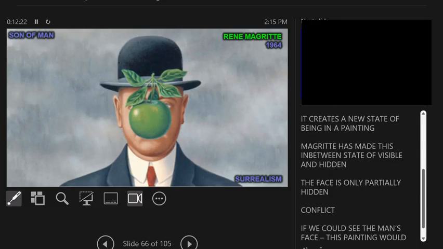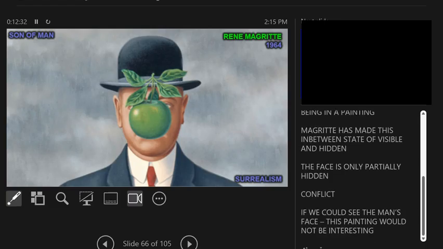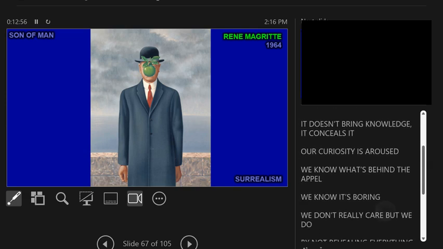It creates a new state of being in a painting. And Magritte has made this in-between state of visible and hidden. So the face is only partially hidden as well. So there's a conflict. So it creates an imbalance. Also, it can be interpreted that the apple is the Christian symbol of knowledge and temptation. But instead of giving us information, it hides information. It doesn't bring knowledge, it conceals it.